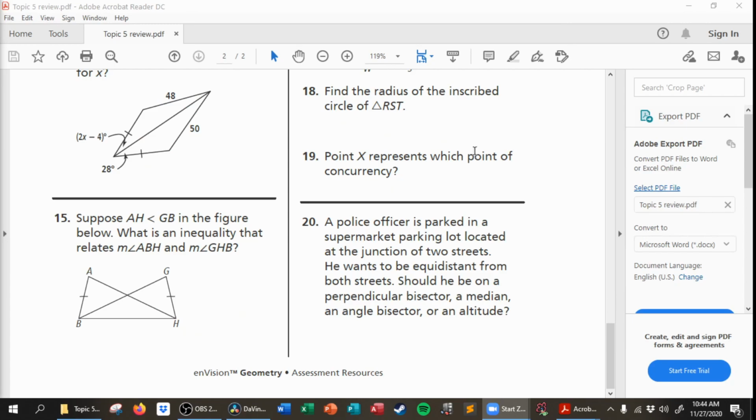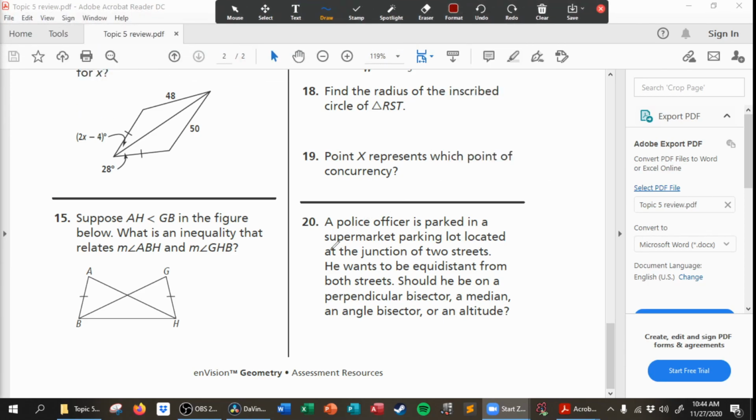It says a police officer is parked in a supermarket parking lot located at the junction of 2 streets. He wants to be equidistant from both streets. Should he be on a perpendicular bisector, median, angle bisector, or altitude? I'm going to set this one up, and then I'm going to leave this up to you guys to decide. It's parked in a supermarket parking lot located at the junction of 2 streets. So I'm just going to draw this like this. He would be somewhere around here. He wants to be the same distance from both streets. Where should he be?